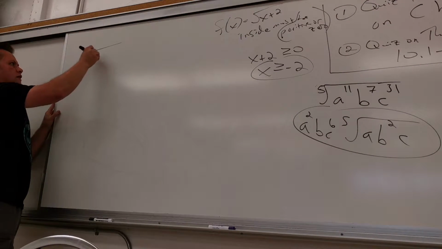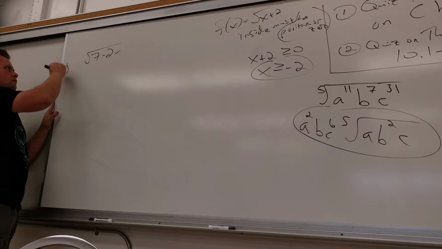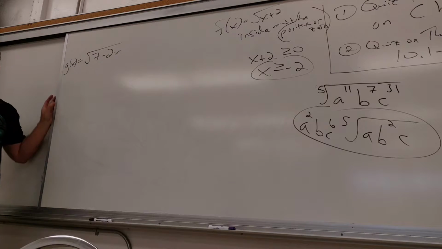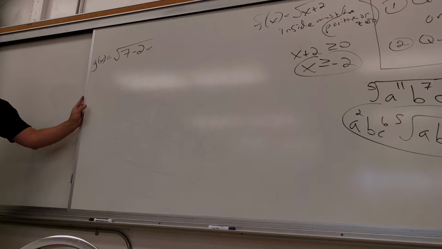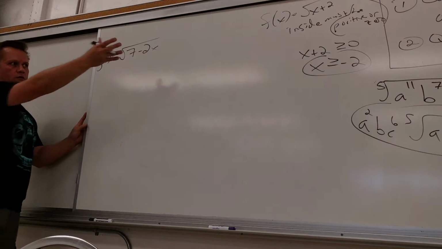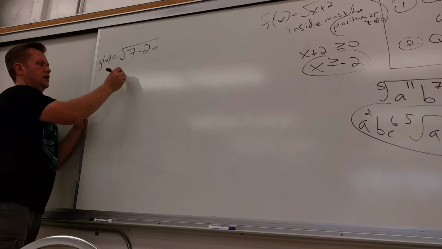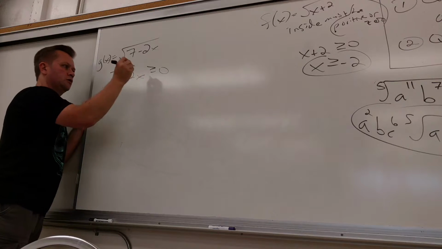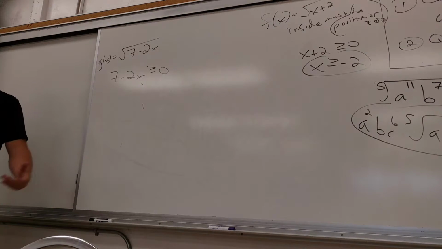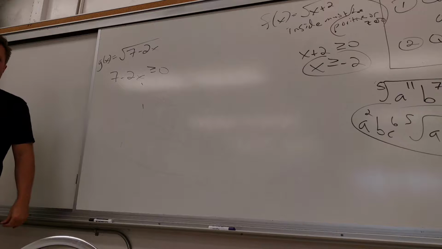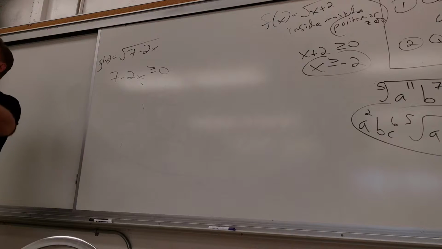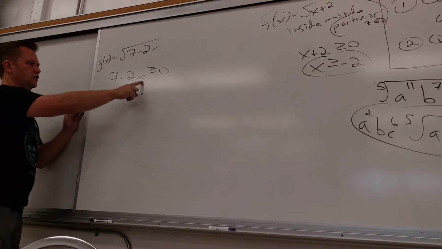So if I had the square root of 7 minus 2x, how do I find the domain? What must be true? The inside has to be greater than or equal to 0. Solve that. So you translate the question about domain into something you can solve, and then you're done. So how do I solve this?